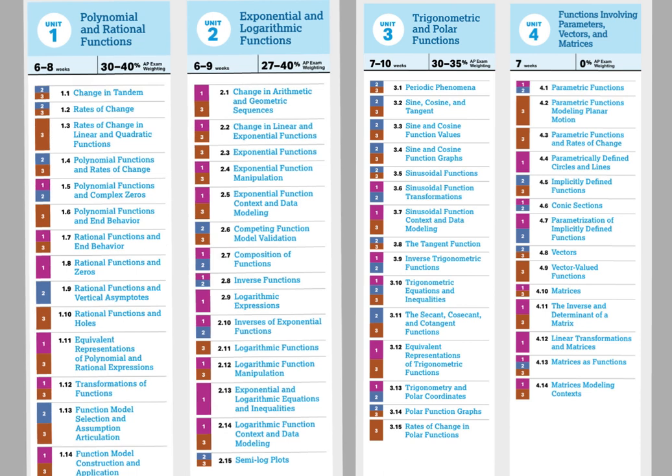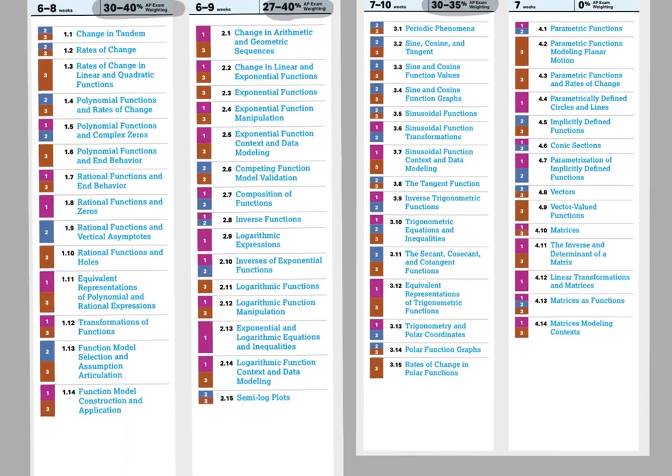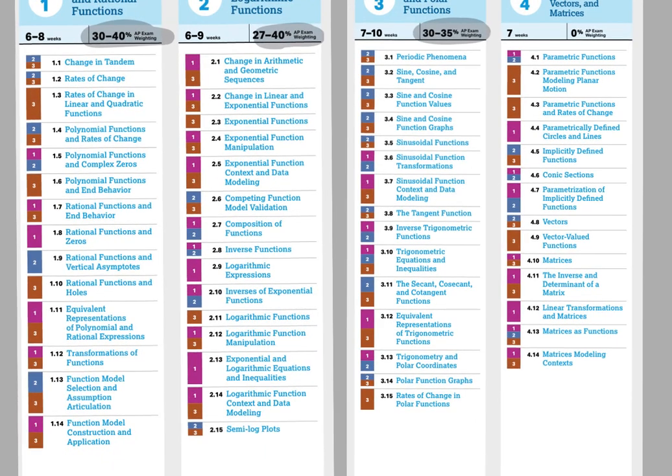At the top, it also says how much the weight of the exam comes from that section. So if you notice, 30 to 40% of your overall exam comes from unit 1. 27 to 40% is going to come from unit 2, and 30 to 35% is going to come from unit 3. So it's a pretty even split between those topics. Unit 1 has 14 topics, like 1.1, 1.2. So it's going to feel like we're in unit 1 forever, okay? So don't freak out. You're not going to be tested at the end on all of that only.